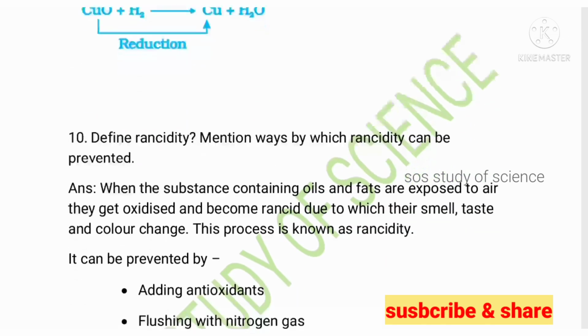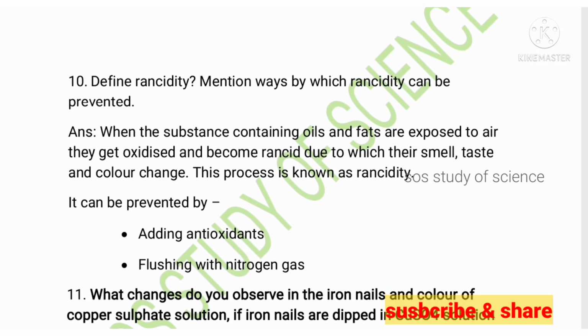So moving to next important concept. You can expect this in the examination. Define rancidity. Rancidity and corrosion related concepts are very important. So define rancidity. Mention the ways by which rancidity can be prevented. See, when substances containing oil and fats are exposed to air, they get oxidized. As a result, their smell, taste and also colour get changed. This process, we call it rancidity.